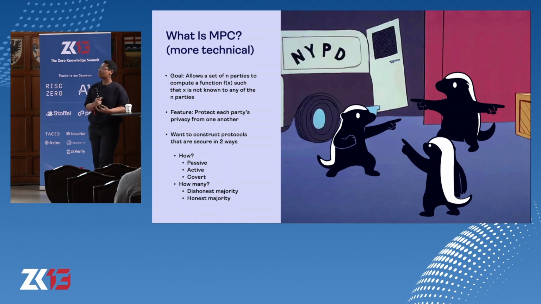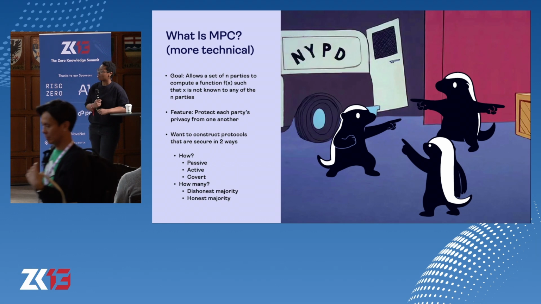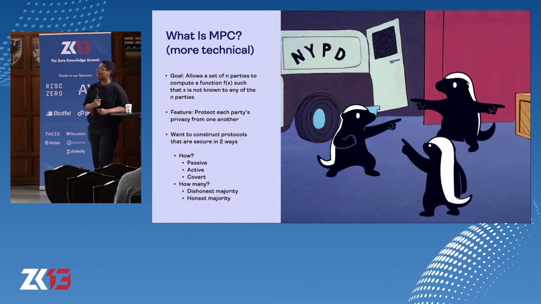So in more technical terms, I gave a very high level overview of MPC before, but this is a bit more specific. You have a set of n parties that want to compute a function over some input x, but x is not known to any of the parties. And the nice thing that you want out of this is that from each other, you get privacy, right? So concretely in this example, we have 3 Stoffels. Which one is the real Stoffel?